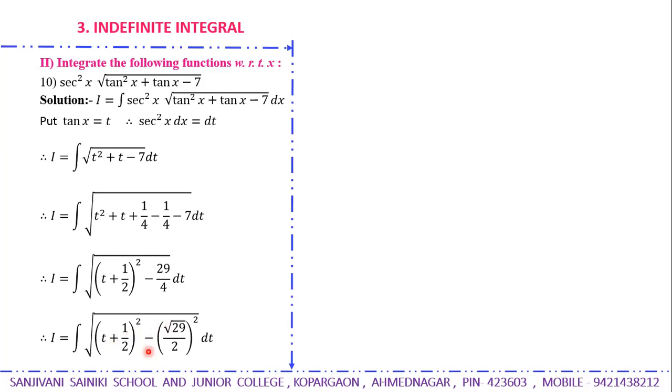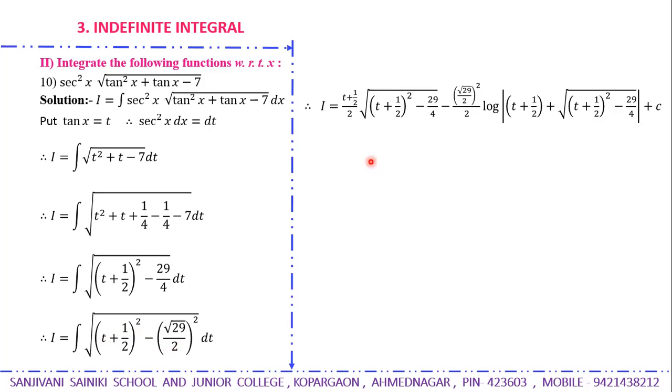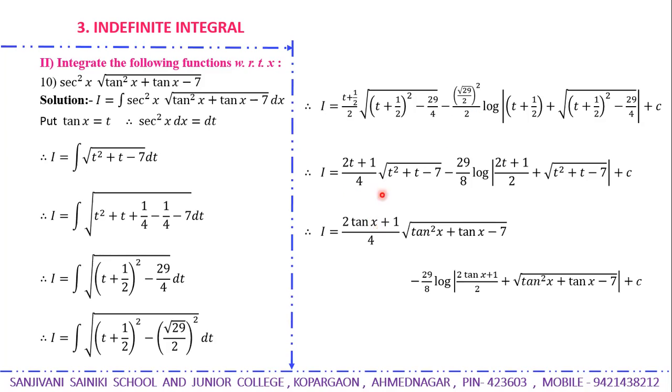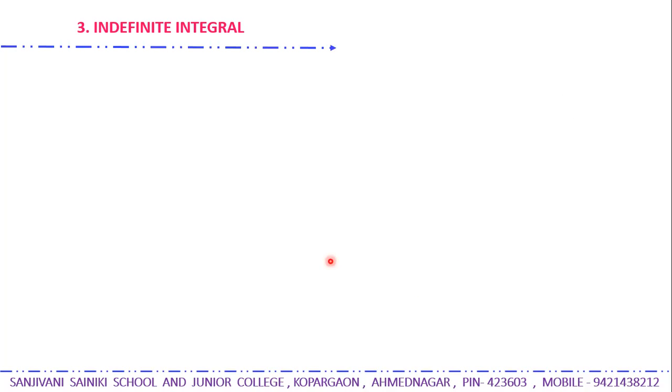So here we get root x square minus a square, and its integral is given by x by 2 root x square minus a square minus a square by 2 log of x plus root x square minus a square. So rewrite the step, simplify this, we will get 2t plus 1 upon 4, and here 29 upon 8. Then we use t is equal to tan x that we have substituted before starting the example. So put t is equal to tan x in your answer, you will get the required solution.